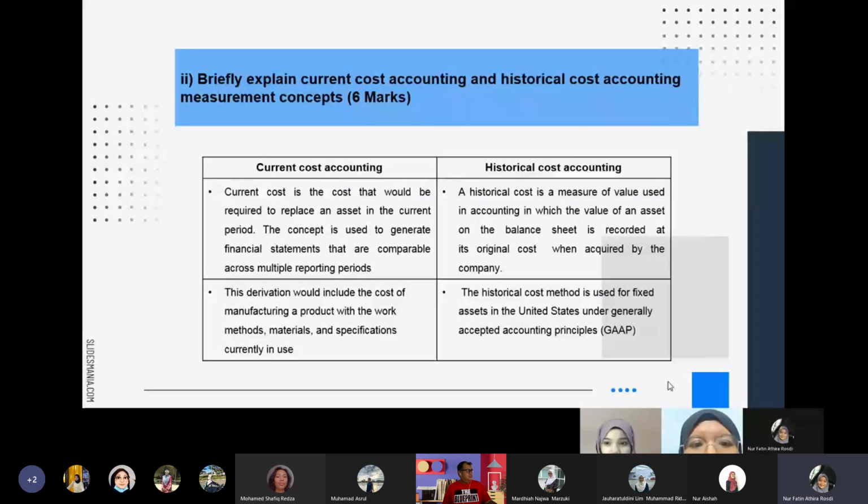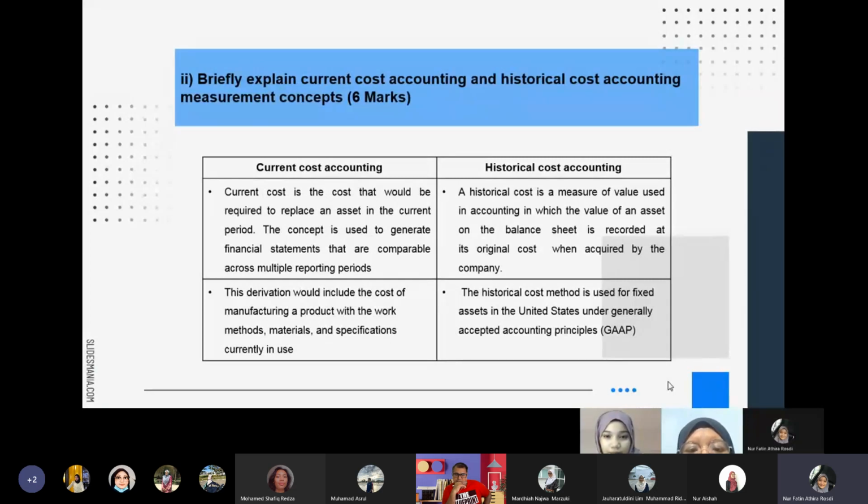Second question is explain current cost accounting and historical cost accounting measurement concepts. For current cost accounting, current cost is the cost that would be required to replace an asset in the current period. The concept is used to generate financial statements that are comparable across multiple reporting periods. This derivation will include the cost of manufacturing a product with the work method, material, and specification currently in use.